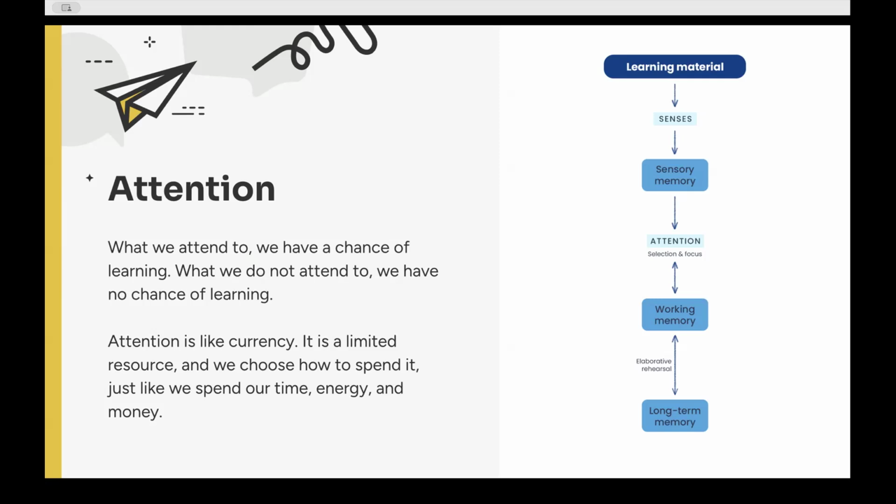So attention, it's part of the process of learning. It's not everything, but it's an absolutely necessary part of this process. If we don't have their attention, they can't learn, right? Whatever we are attending to, we have a chance of learning. But if we're not paying attention to something, there's no way to learn it. So attention is, guys, so central to it.